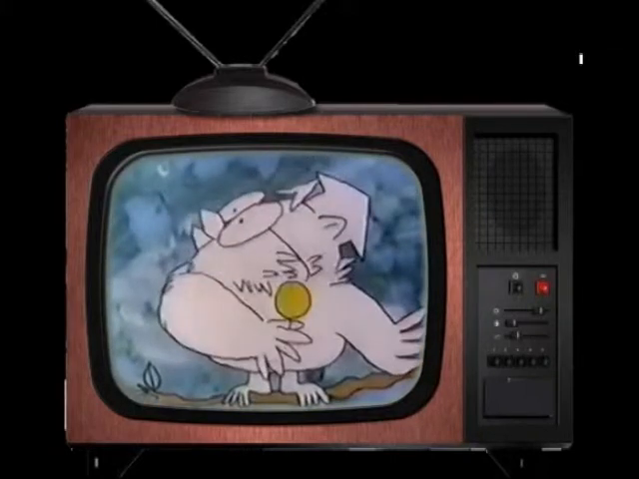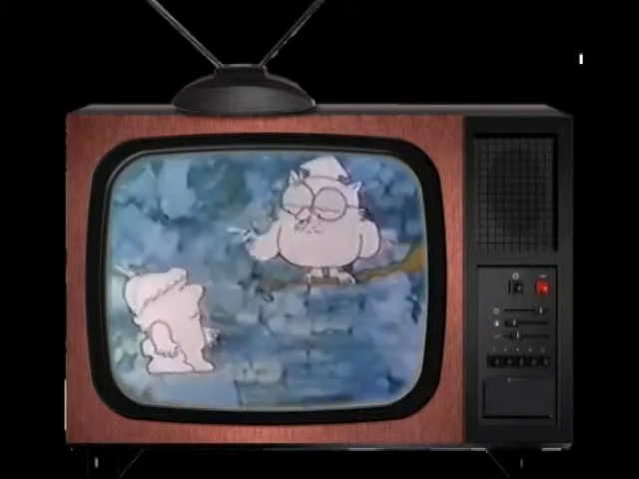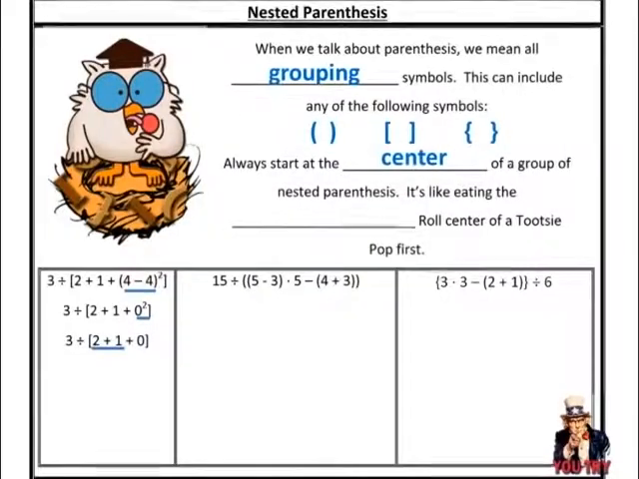1, 2, 3, 3. So nested parentheses are like eating a Tootsie Roll. You don't want to eat the hard candy shell. It's hard to get through. You want to eat the Tootsie Roll center. So we always start at the center of a group of parentheses.